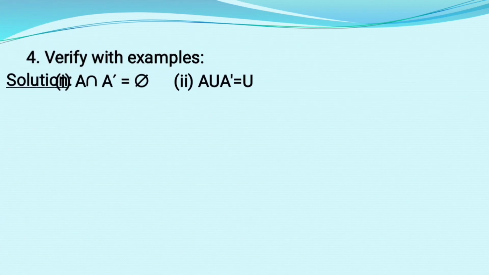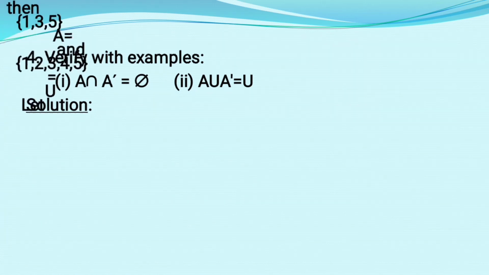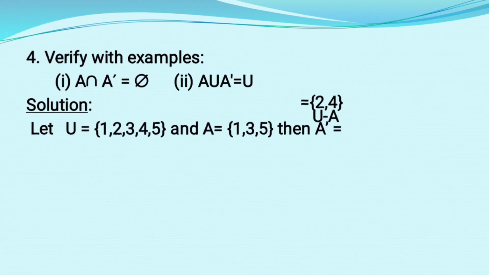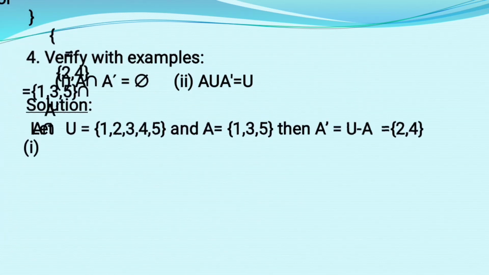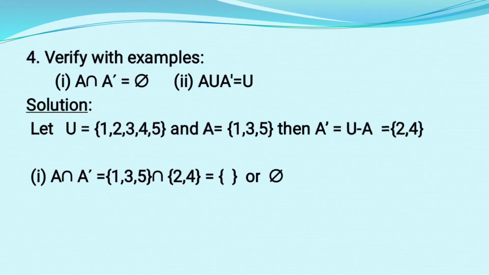Question number 4. Verify with examples: intersection of A and A complement is equal to the null set, and union of A and A complement is equal to the universal set. Let U be equal to {1, 2, 3, 4, 5}, A is {1, 3, 5}. Complement will be {2, 4}.